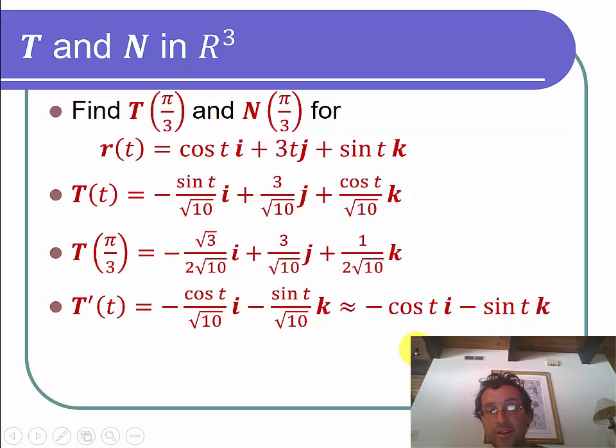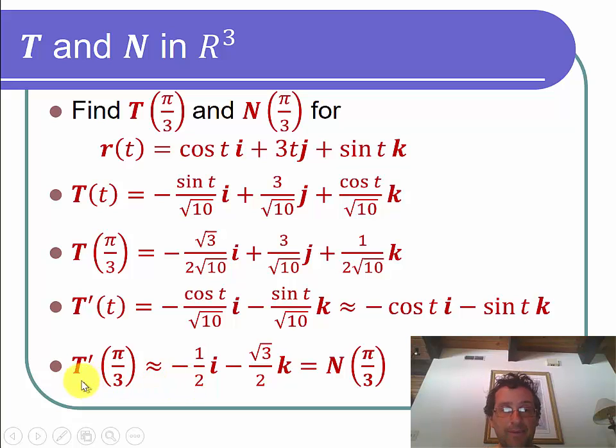So now all we have to do is plug in pi over 3. When you plug in pi over 3, the cosine of pi over 3 is a half, so we get negative 1/2 i. And the sine of pi over 3 is root 3 over 2, so you get minus root 3 over 2 k. Now that is a unit vector, so that is the principal unit normal vector to this vector-valued function, r of t, at t equals pi over 3.